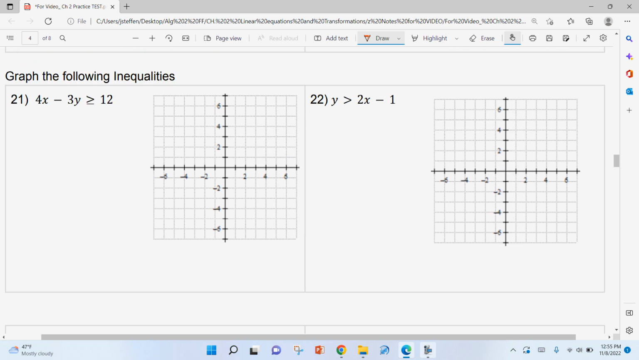Number 21, graph the inequality. Again, there's a couple different ways to do this one. If I were you, I would solve it for y, especially if it's an inequality. I would not do the x and y intercepts because it's hard to tell where you shade with those. So for me, I will subtract 4x from both sides.